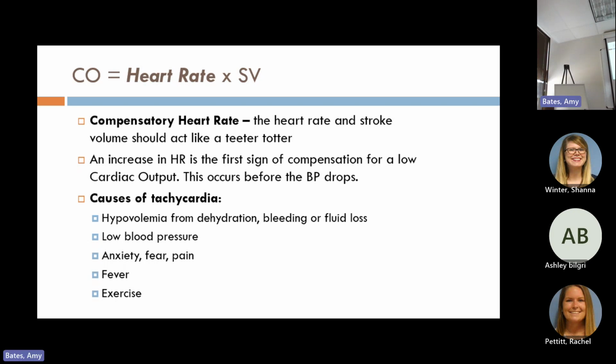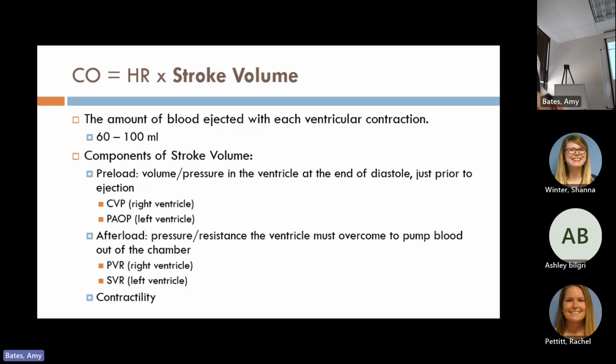Causes of being tachycardic, you know this: hypovolemia, low blood pressure, anxiety, fear, pain, fever, or exercise. So what do we want to do? If our heart rate is too high, we want to slow it down, right? So either that's by giving volume, that's by giving a beta blocker, that's by intervening in some way, taking care of whatever these causes are, then you'll get your heart rate back down to where you need it to be.